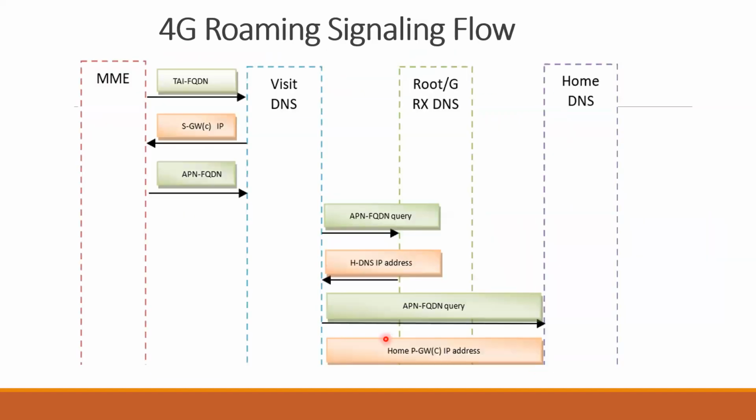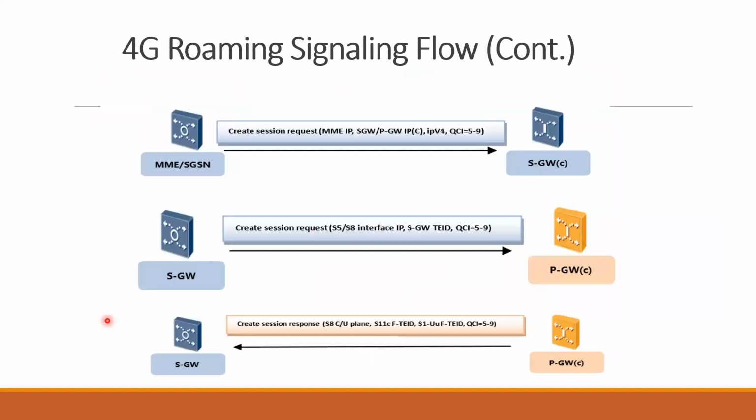Okay. Once the home PGW IP address is provided to the DNS, the DNS returns it to the MME, and the MME returns it to the UE. Once the UE has that, it sends a create session request to the MME, which is sent to the SGW. The visitor SGW sends the same to the home PGW, and the home PGW returns the create session response with specific information like the bearer ID, the QCI, and the IP address.